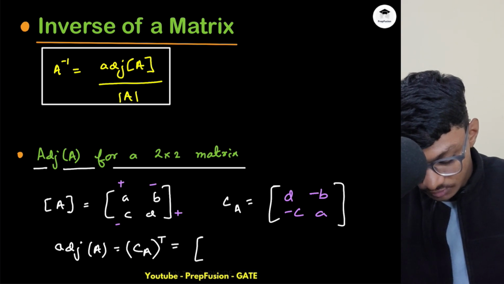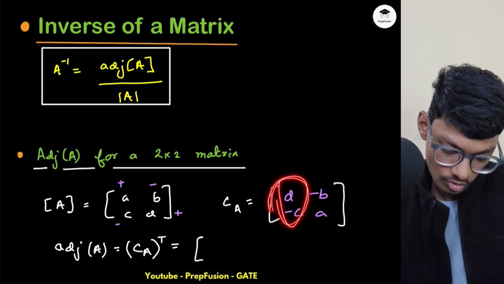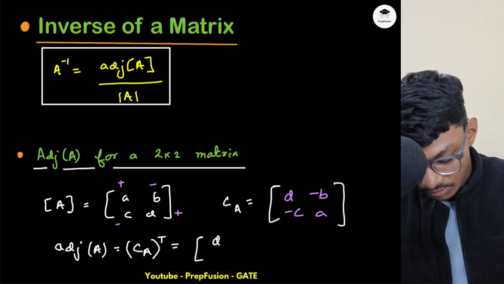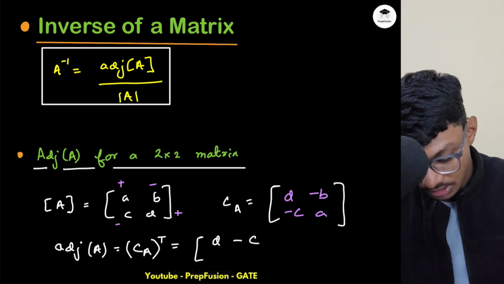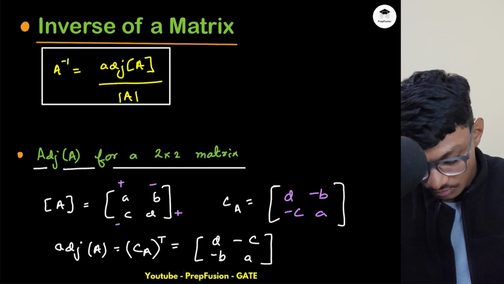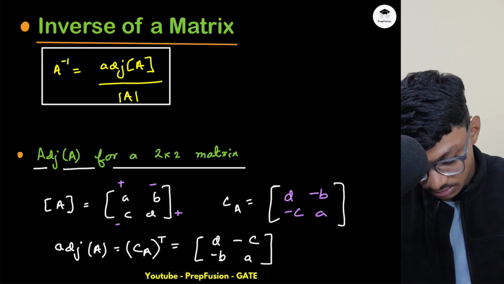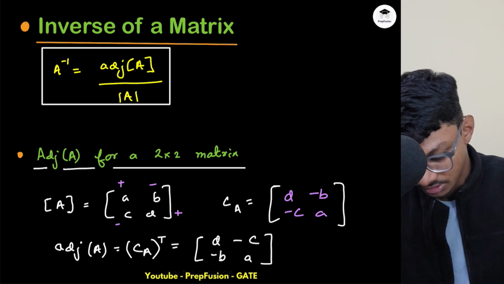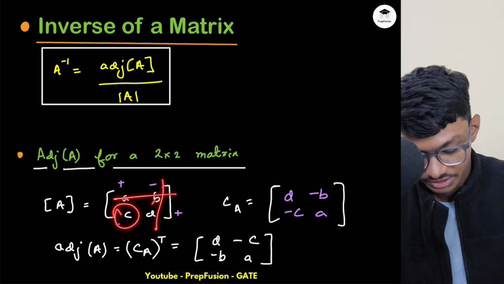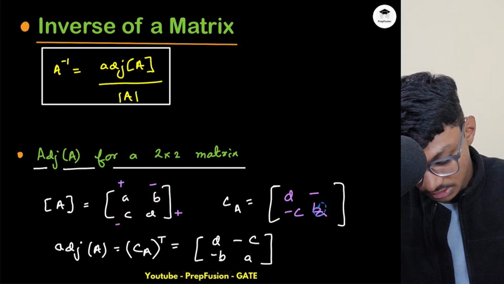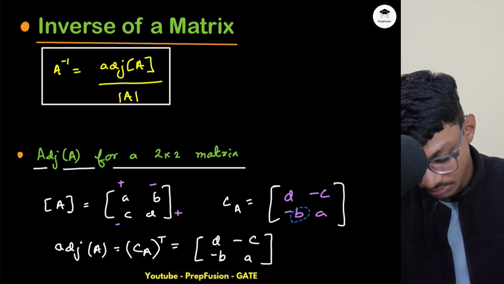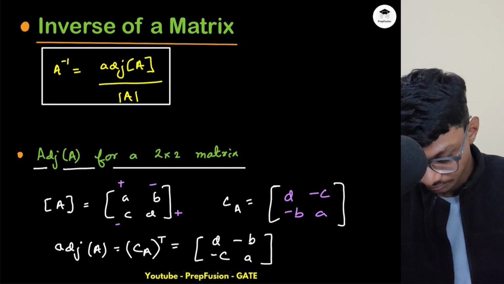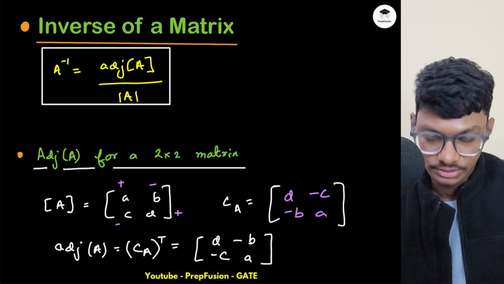If I take the transpose, these columns will become rows. So this will become D, minus C, and minus B and A. Just hold on a second. Am I doing something wrong? Yeah, I made a mistake over here, sorry. I cancelled this element; this should be C, and this should be B. My apologies. So this will be minus B, and this will be minus C. Okay, so this is after taking the transpose. I missed that point.